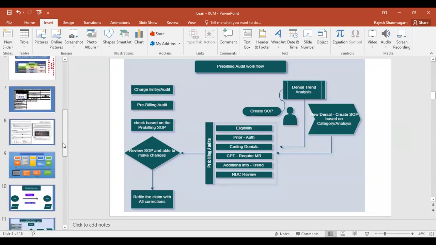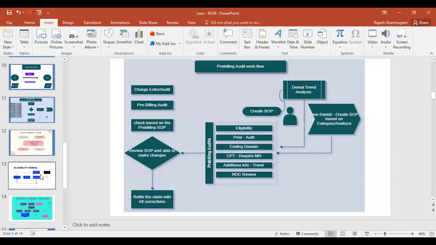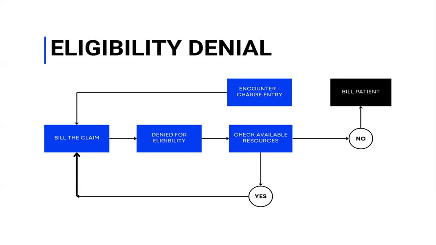Now what we are going to do here is start with the well-known denial. Everyone knows about eligibility. We are 100% sure what an eligibility denial is, and now we are going to discuss how we can implement Lean in the eligibility denial. That's what we are going to see now.